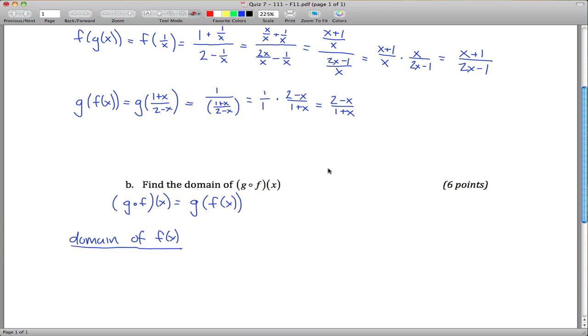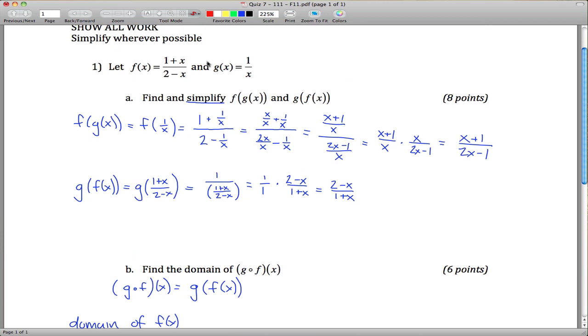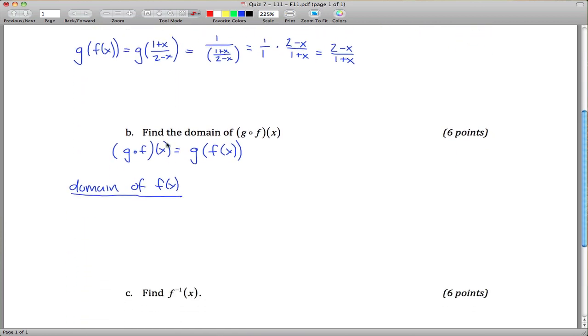Well, what was f of x again? f of x is this mess. No square roots going on in there, which was nice. So we just have to make sure you don't divide by 0. How would you divide by 0? If 2 minus x equals 0. So if x equals 2, we divide by 0. So the only thing that will not work is when x equals 2.